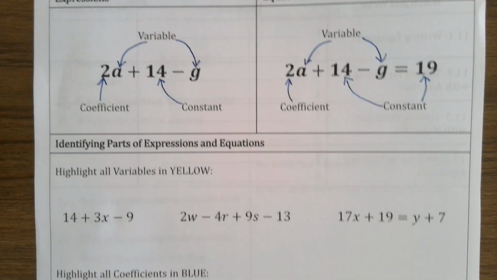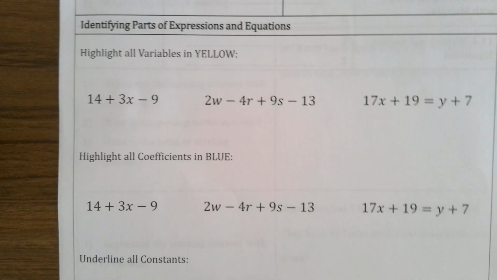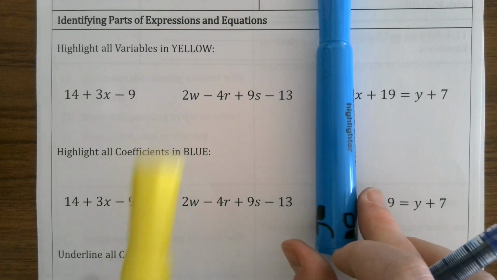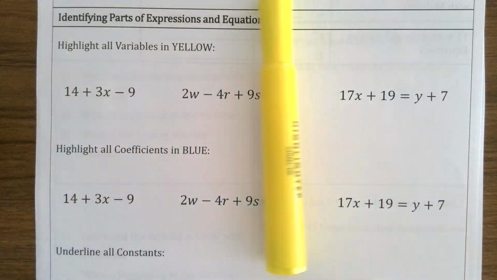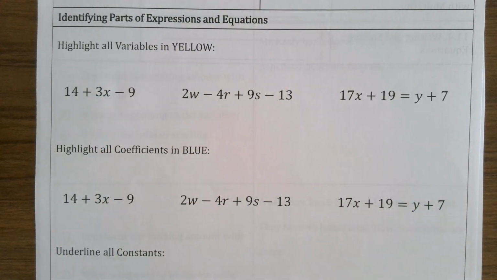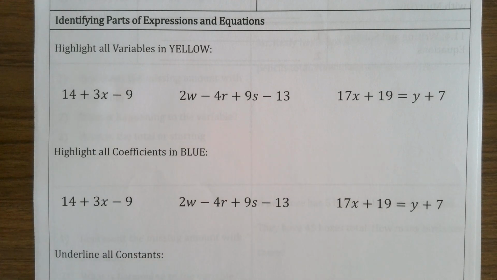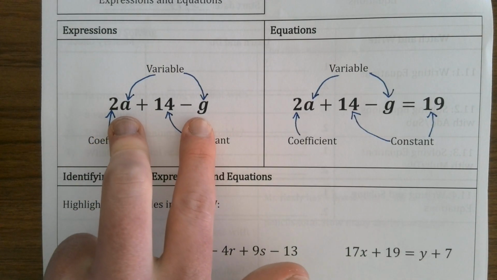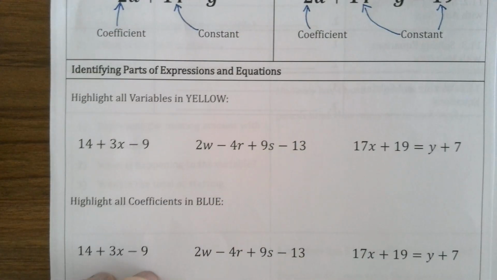All right, we are going to go ahead and practice identifying parts of expressions and equations. You are going to need 2 additional things besides your pencil. You're going to need a blue highlighter and a yellow highlighter. We're going to start with the yellow highlighter. So grab your yellow highlighter. We're going to highlight all of our variables in yellow. Remember, variables are letters. So anywhere we see a letter, we're going to highlight it.